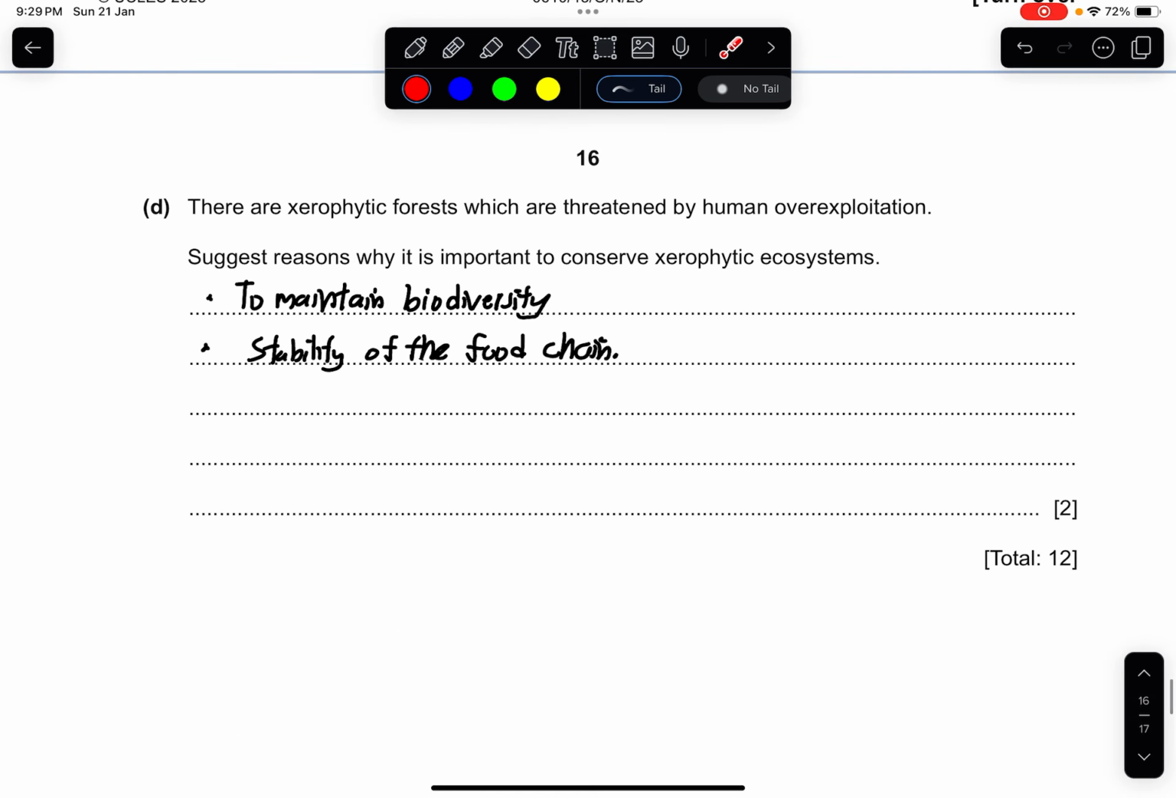And lastly, there are xerophytic forests which are threatened by human overexploitation. The reason why it's important to conserve xerophytic ecosystems, to give a very logical answer, is to maintain biodiversity and also to ensure the stability of the food chain remains, because cactus is a producer. Without producers, extinction happens. This will significantly affect the food chain.